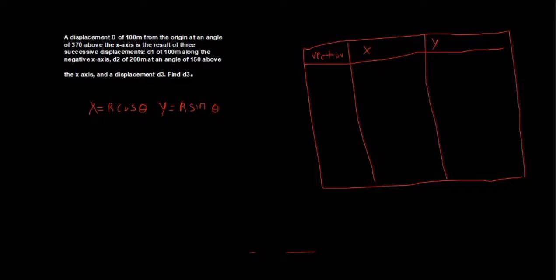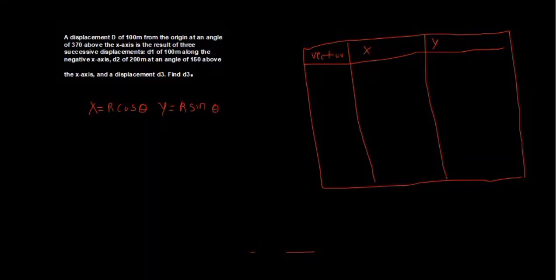A displacement d of 100 meters from the origin at an angle of 37 degrees. Oh, so it's supposed to be actually 37 degrees above the x-axis. It is the result of 3 successive displacements: d1 of 100 meters along the negative x-axis, d2 of 200 meters at an angle of 150 degrees above the x-axis, and the displacement d3, which we don't know. So we're asked to find the displacement d3.